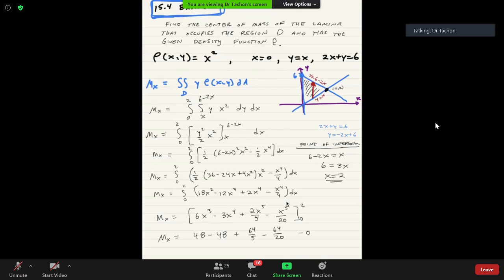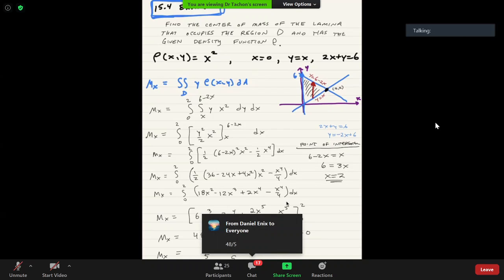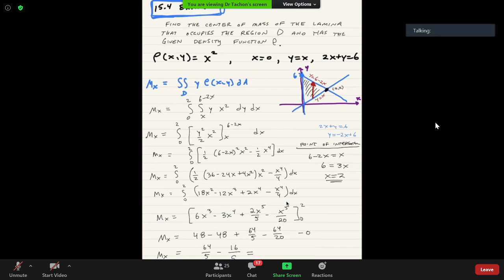So what do we end up with when we evaluate this? You get 64 over 5 minus, this reduces, right? 4 goes into 64 16 times. 4 goes into 20 5 times. So it's 64 minus 16. Two, 4, 8, 16, 32.